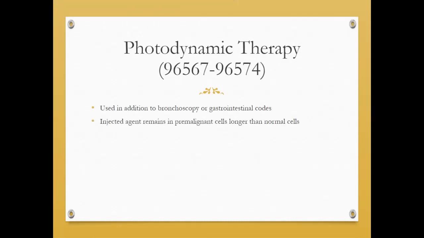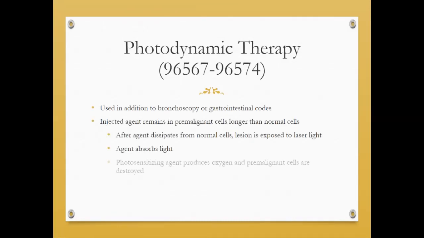So we're going to talk about photodynamic therapy, 96567 through 96574. Used in addition to bronchoscopy or gastrointestinal codes. Injected agent remains in pre-malignant cells longer than normal cells. After the agent dissipates from normal cells, lesion is exposed to laser light. Agent absorbs the light. Photosynthesizing agent produces oxygen and pre-malignant cells are destroyed.